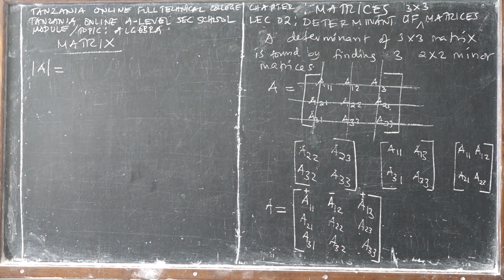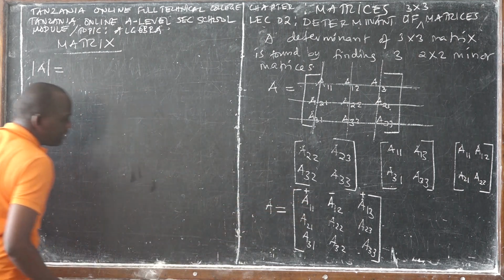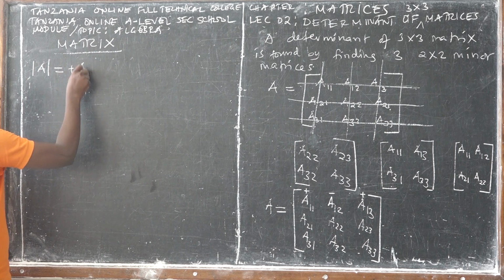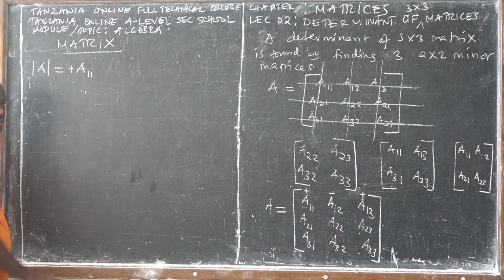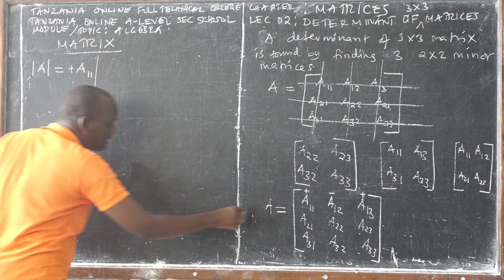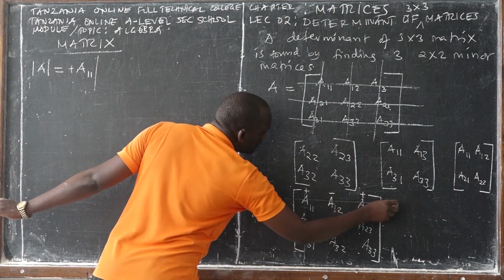Let me write what I've been saying. Determinants of the matrix will be what the sign of the first element? Positive. Positive what? A11. Okay? Then next, we will delete elements of the first column and the elements of the first row.